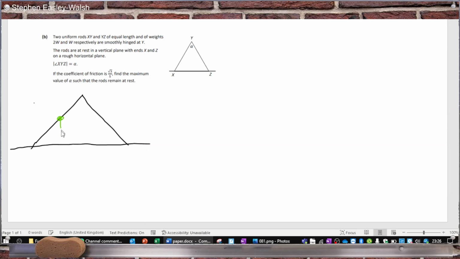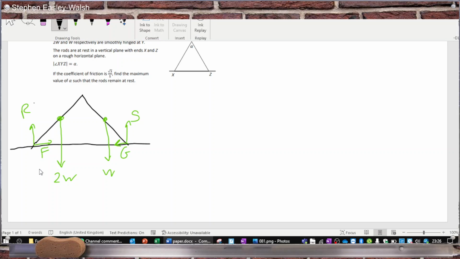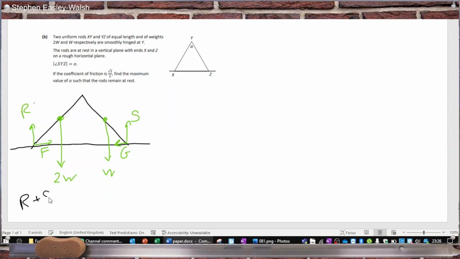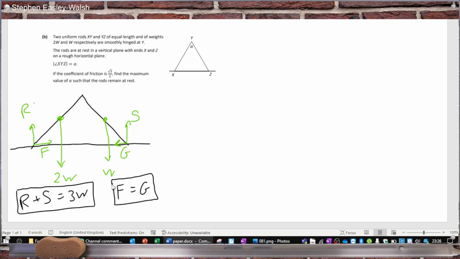So here you have a weight of 2W, and here you have a weight of W, and then here you have a reaction R, and here you have a reaction S, and here you have a friction F, and here you have a friction G. So at the moment you can say R plus S equals 3W. It's actually a result that I got the first time I did it. That's fine. And also you can say F equals G. That's a result I got last time as well.